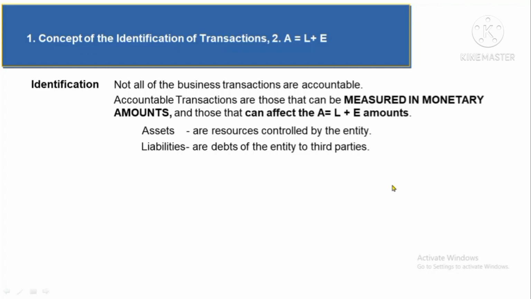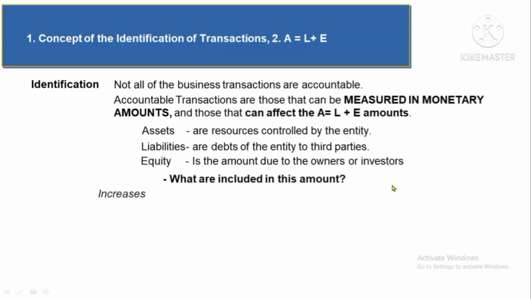And if liabilities are owed to third parties, the equity is the amount owed by the entity to its parents or owners. The equity is composed of, let's start with the increases. It will increase if there are investments from owners.